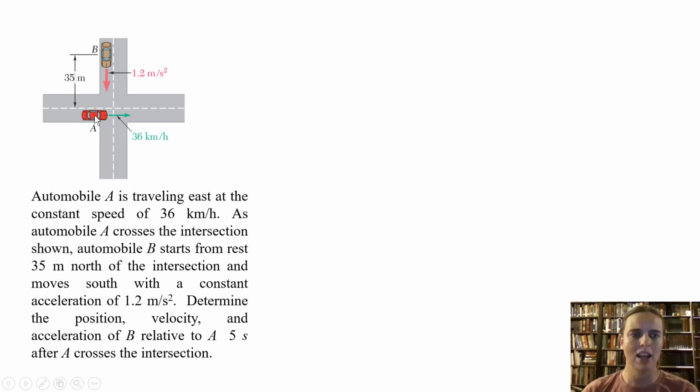So here's A, constant velocity, 36 kilometers per hour. And as soon as A is in the intersection, B starts moving. So starts from rest and then starts accelerating downwards. And what we want to figure out, determine the position, velocity, and acceleration of B relative to A. So here's that relative motion. So it's not relative to the street, it's B relative to A, 5 seconds after A crosses the intersection.